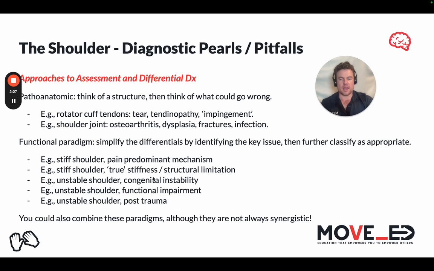And another key subtype from a functional perspective could be instability. And it could be that there's a congenital abnormality causing the instability of the shoulder. There could be a functional component to it, and scapular dyskinesia is one that's discussed in the literature, and it could be associated with trauma as well.